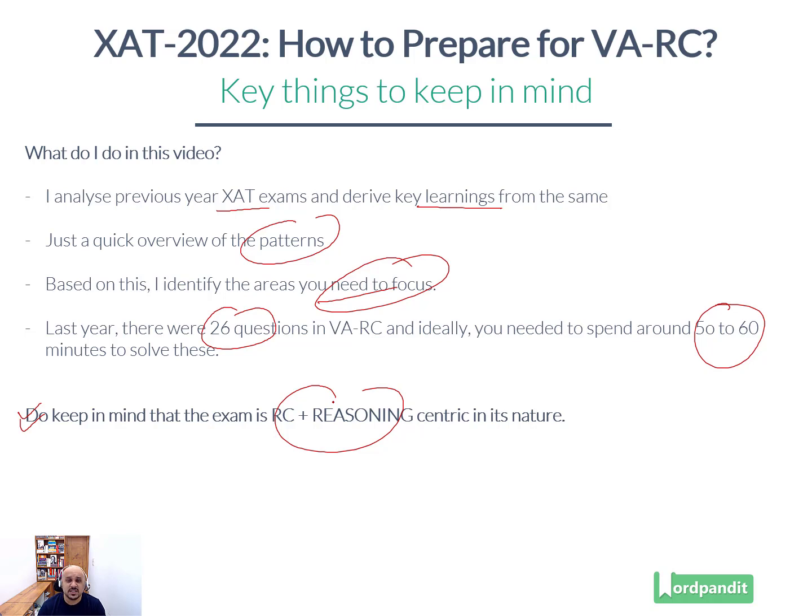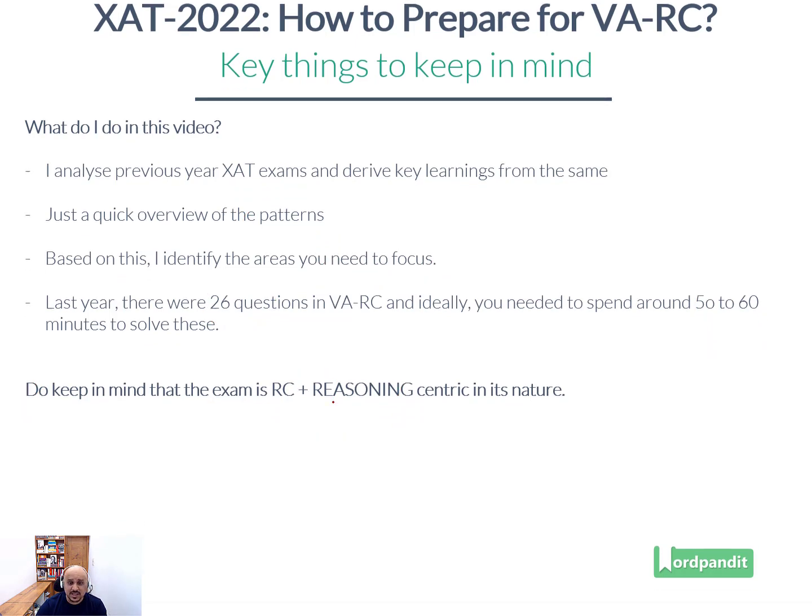The first learning before we dig into the slides is that it is an RC and reasoning centric exam, and we'll see through the paper patterns that grammar and vocabulary are of lower importance. English language has 4 areas: reasoning, RC, vocabulary, grammar. RC and reasoning come right at the top with respect to XAT, and grammar and vocabulary are of relatively lower importance. How do we derive this? Let's look at the exam patterns.